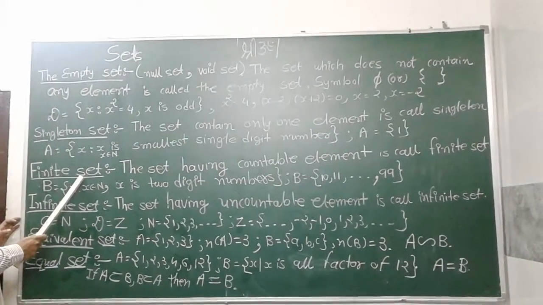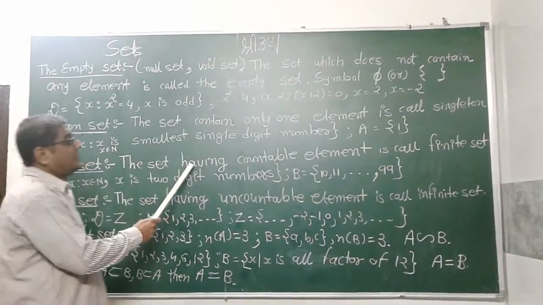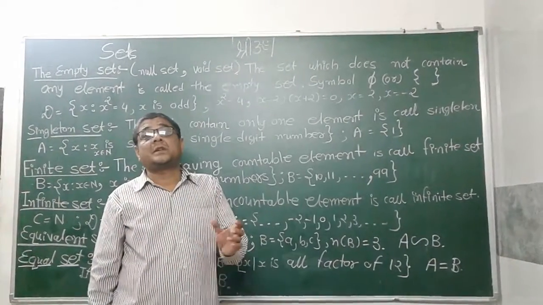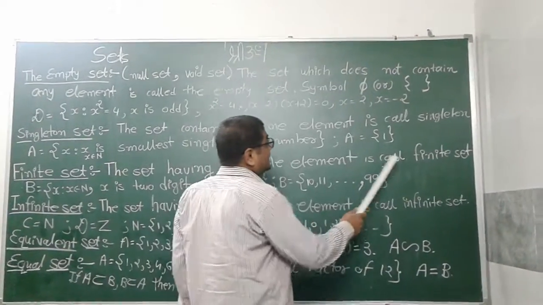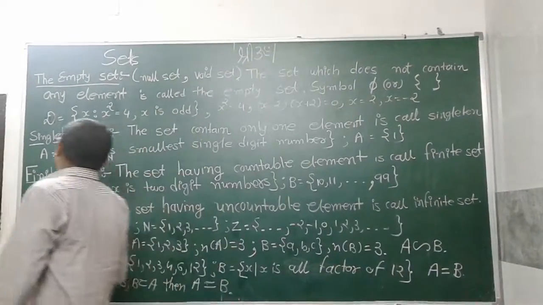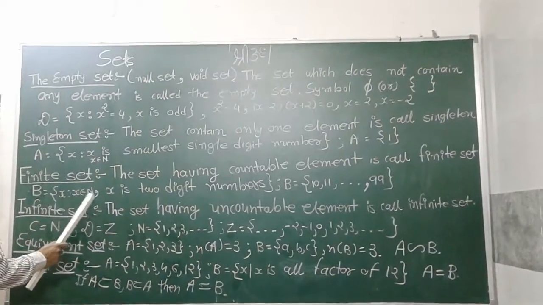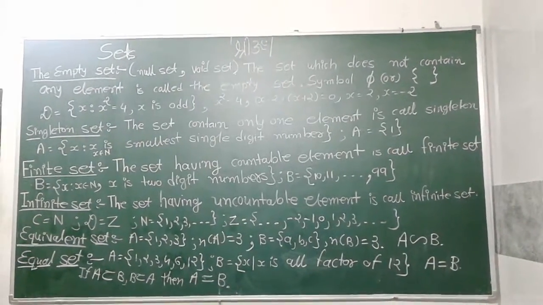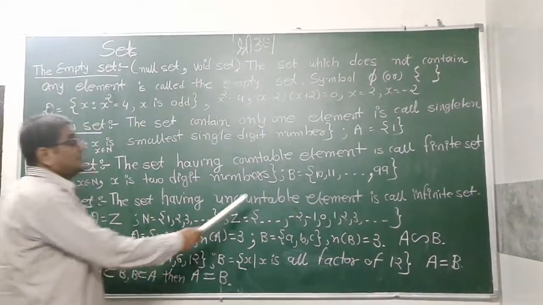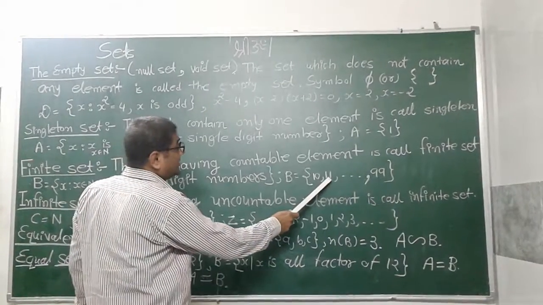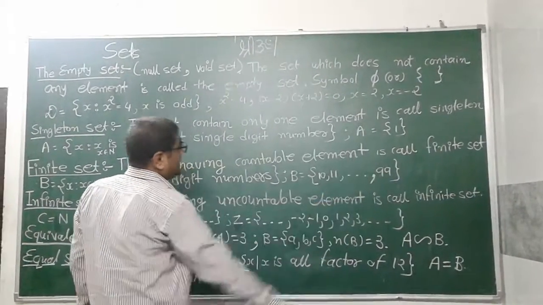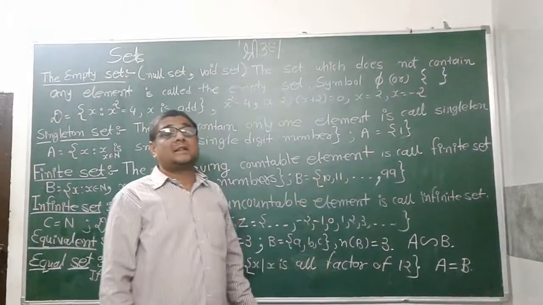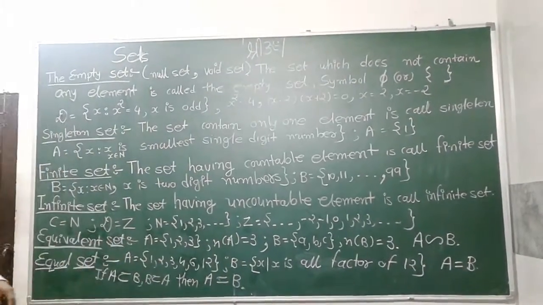According to the condition, we understand the question, whether it is in set builder form or tabular form. Now, finite set. Third, the set having countable elements. Countable means inside the set we are able to count the elements. For example, B is {x : x belongs to N, x is a two-digit number}. So B is equal to 10, 11, 12 and so on up to 99. Here we are able to count the elements inside the set. That's why it is known as a finite set.